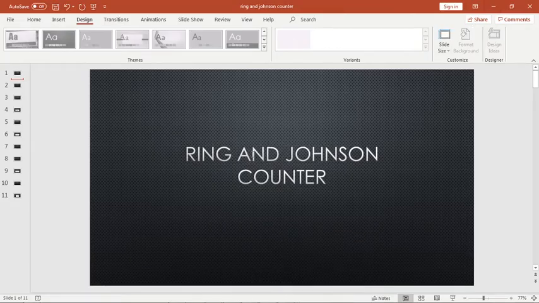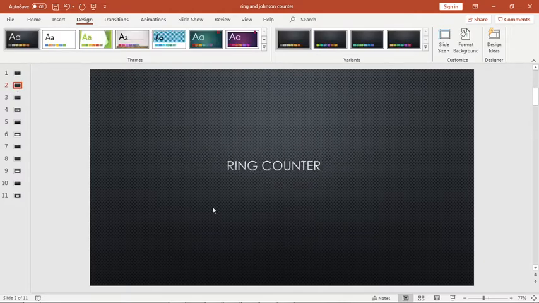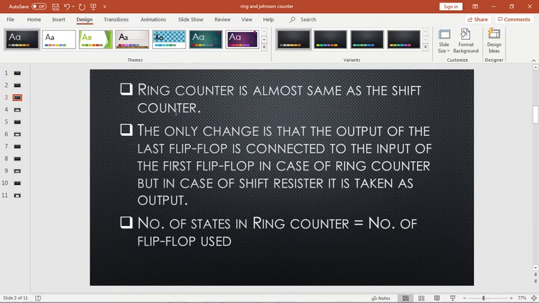In this video, we will be looking into ring and Johnson counter. Ring counter. Ring counter is almost the same as the shift counter.